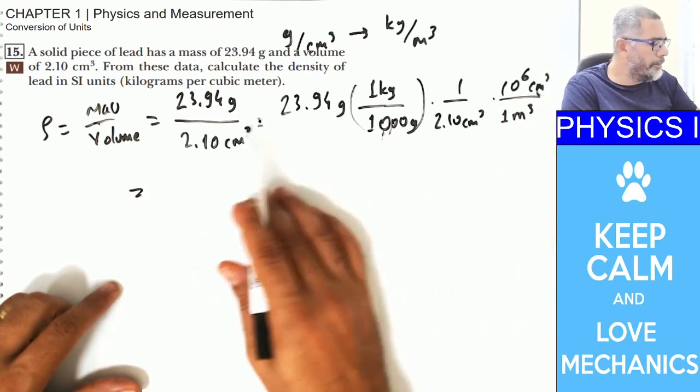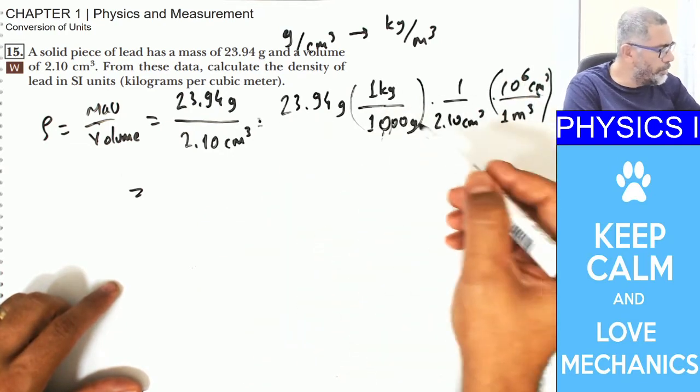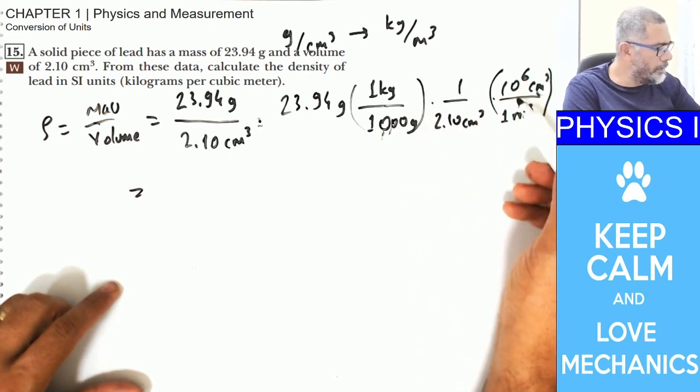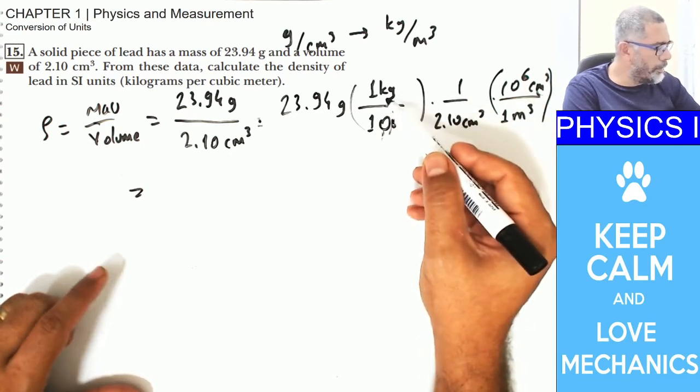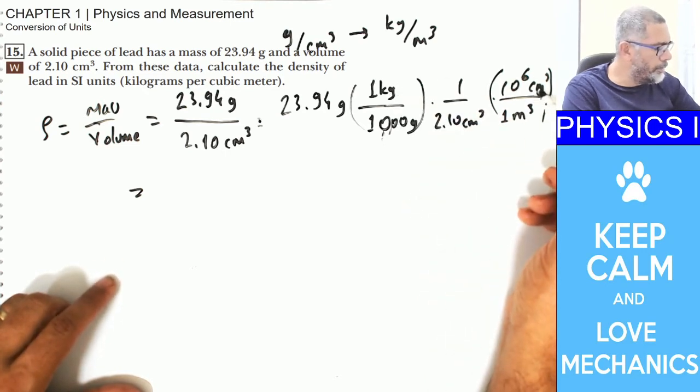In that case you use only two conversion factors. Okay, one is this one, and the other one is this one. This is the conversion from gram to kilogram. This is the conversion from centimeter cube to meter cube.